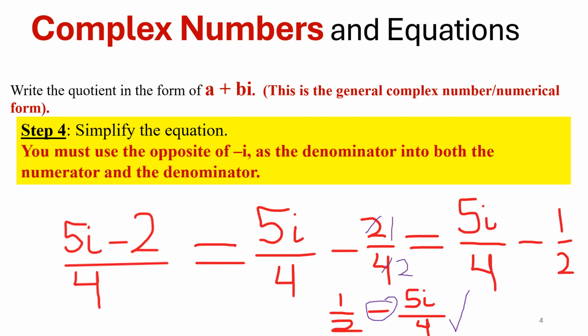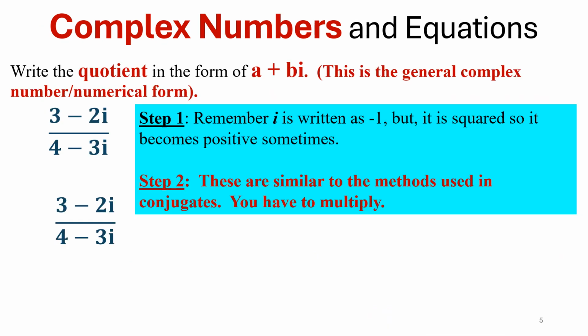Okay, if you left it at 2/4, most of your teachers will let you do it. Thank you. 3 minus 2i over 4 minus 3i. It's really 4 minus 3i divided into 3 minus 2i, but it doesn't matter as long as you look at it.